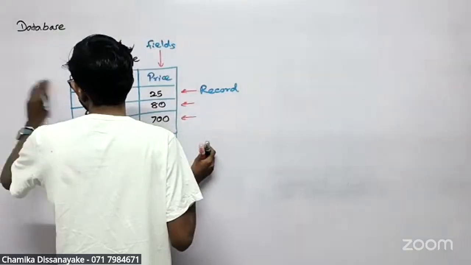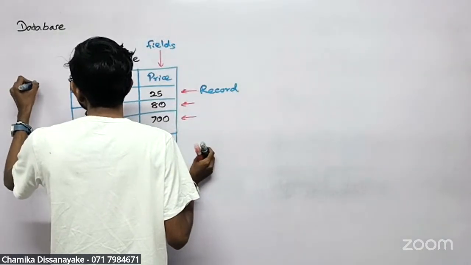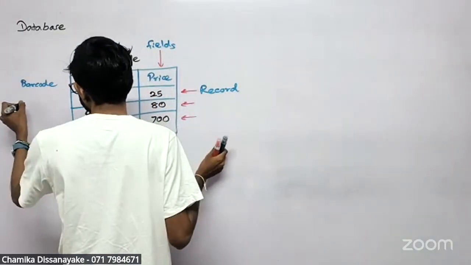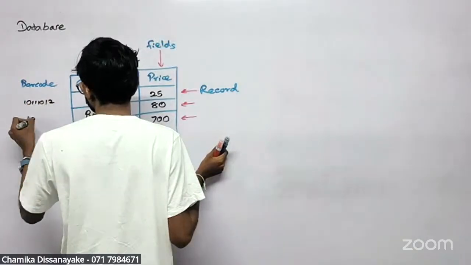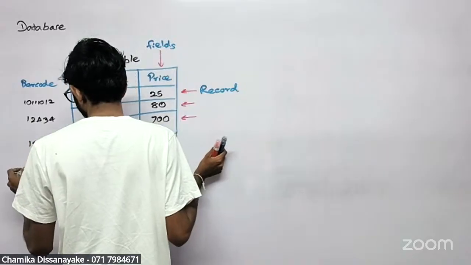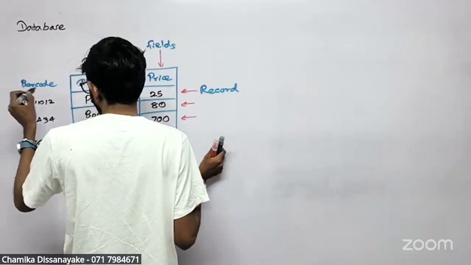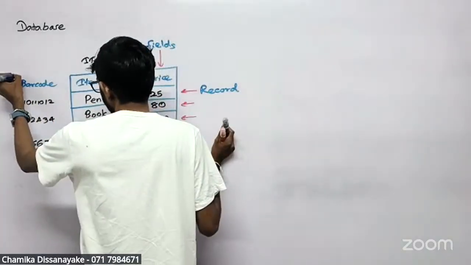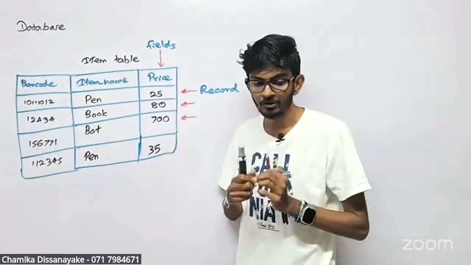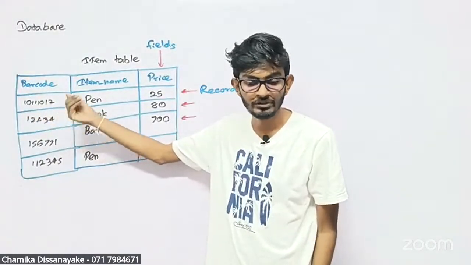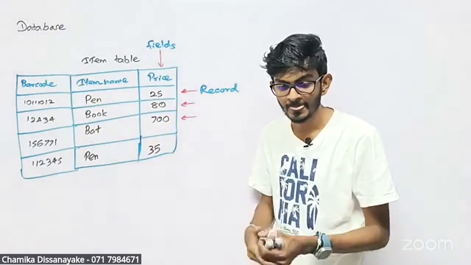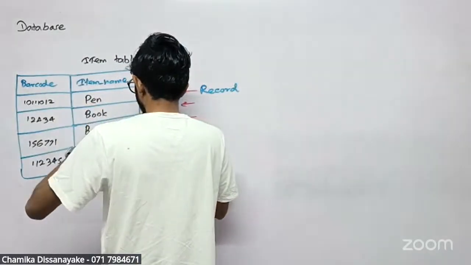So in that case, we need a separate field called barcode. Or else we can have item number likewise. But here, I'm going to use barcode. And then there are several barcodes. This field can be used to identify each record separately. Can you see? This barcode is not going to duplicate. So we can separately identify each record using this barcode. This field is called the primary key.